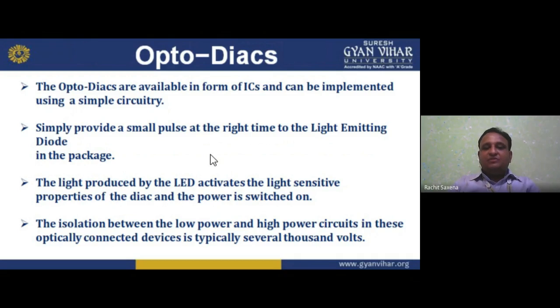The isolation between the low power and high power circuit in these optically connected devices is typically several thousand volts. Now see my display. So optodiodes are available in the form of ICs, with a light emitting diode in a package.